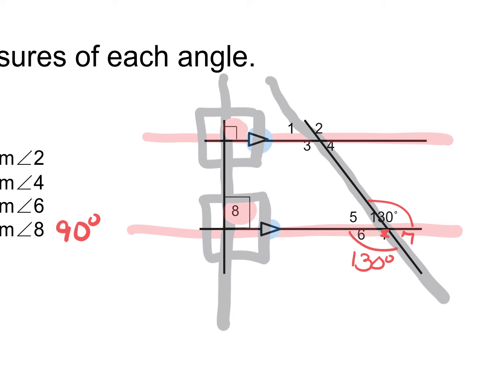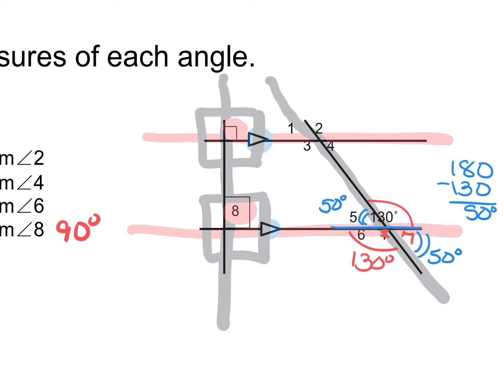Then angle 5 with the 130 is a linear pair. So what I can do here is subtract 180 minus 130, and angle 5 is 50, which is vertical to angle 7. So I've just answered 3 of the questions without even using any of the knowledge from chapter 3.